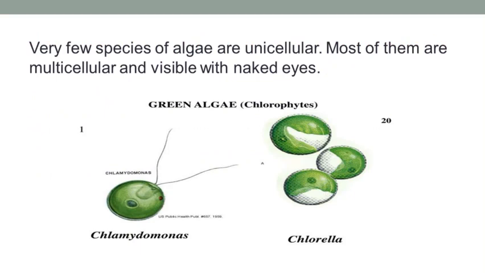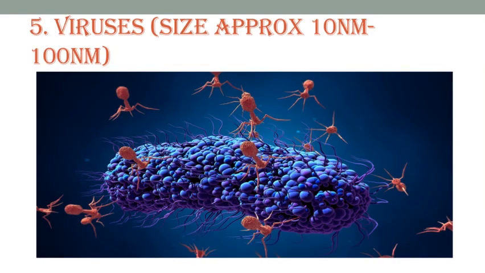Okay, now very few species of algae are unicellular, that means single cell, and most of them are multicellular. That means algae are unicellular and also multicellular, and they are visible with our naked eyes. Now here I have a picture for you, Chlamydomonas and Chlorella. You can see Chlorella is round in shape and Chlamydomonas has a flagella. Now students, our fifth microorganism is the viruses that can cause disease.